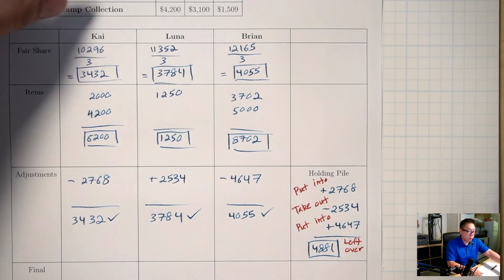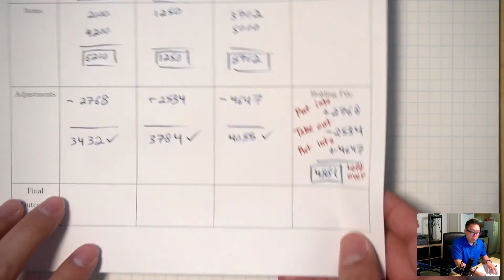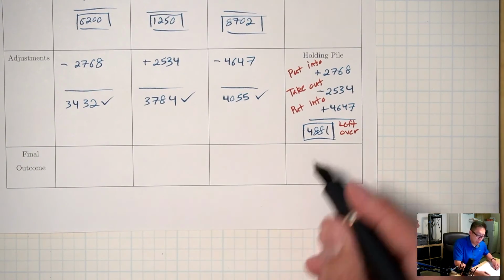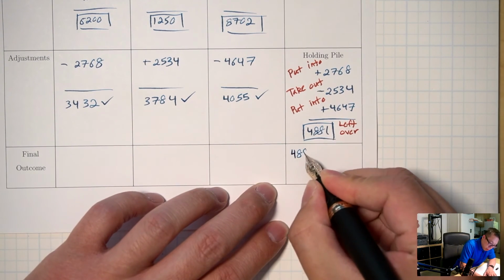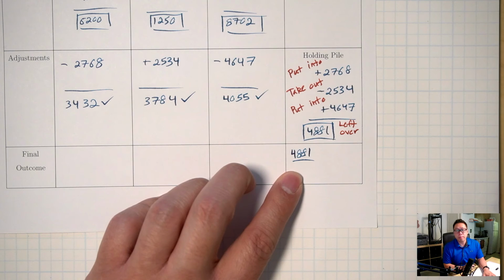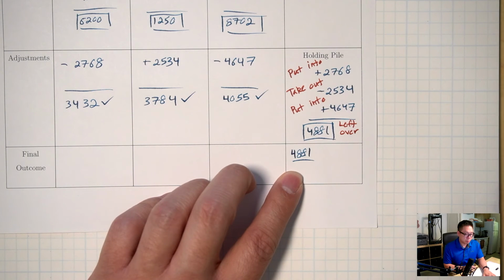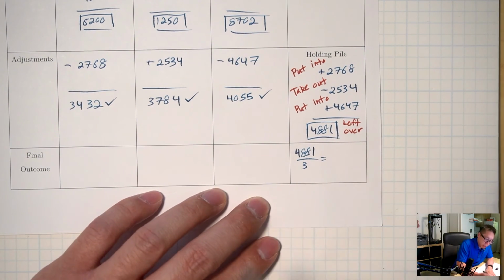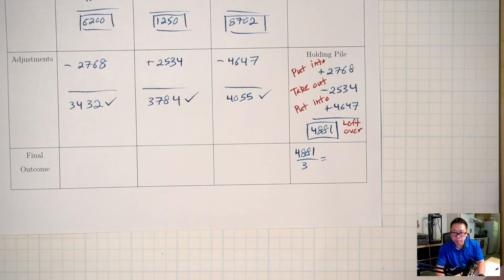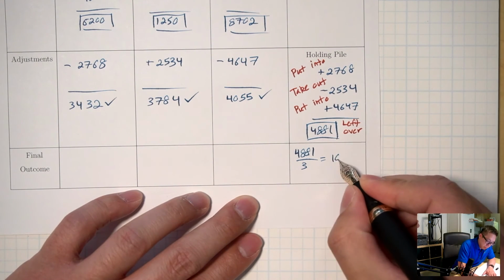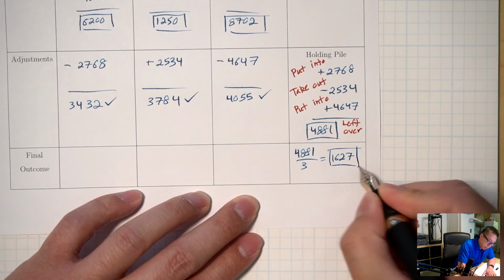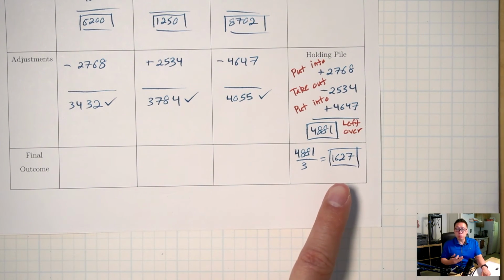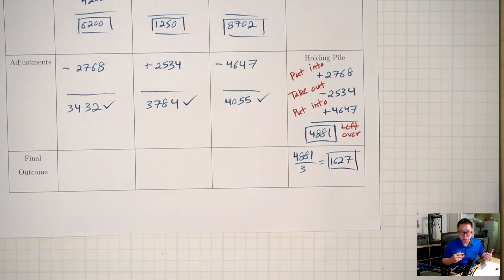And if you have money left over, you're going to divide it evenly among the people and give them the extra cash. So we're going to take the 4881 divided by what? Is it 2 or 3? It's 3, right? We're talking about 3 people, so we divide by 3. 4881 divided by 3 is 1627. And that's how much each person is going to get at the end, in addition to their items.